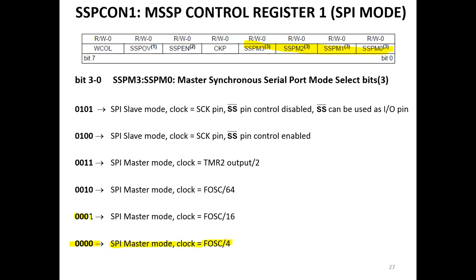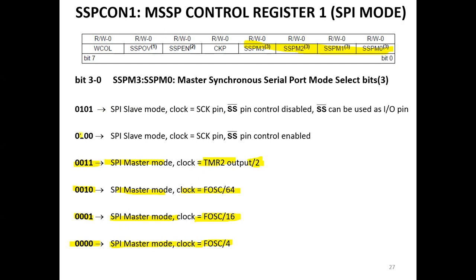If we have 0, 0, 1 in these 4 bits, that means we have the master mode, and the clock will be the frequency of oscillator divided by 16. If we have 0, 0, 1, 0, we have master mode, and the clock will be the frequency of the oscillator divided by 64. If we have 0, 0, 1, 1, we have master mode, and the clock will be the output of timer 2 divided by 2. So we can use timer 2 to be the clock for this transmission.